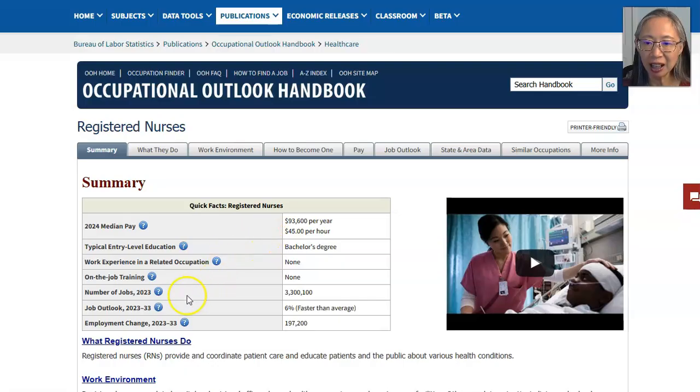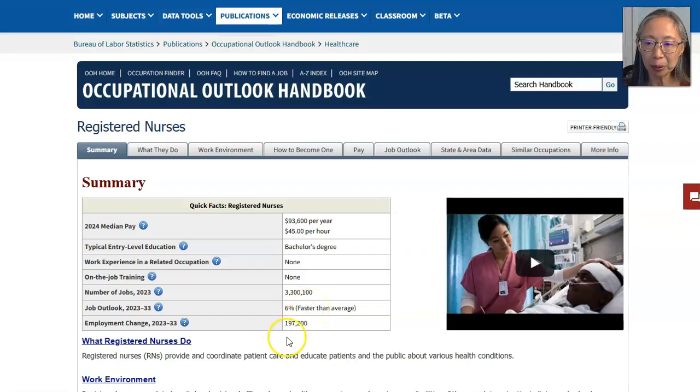Again, we saw that. The number of jobs in 2023. So this is not a projection, but this is an actual number. So there are 3.3 million nurses in the United States. That's a very large number. They expect it to grow at 6% per year, which is faster than the average.